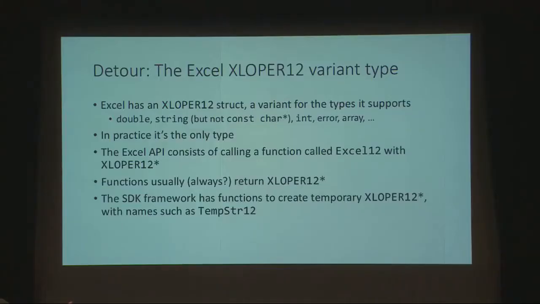So there's a detour here because Excel uses a variant type called XLOPER12. I'm not going to say too much about it because I don't have a lot of time, but basically you can represent a double, a string, an array of things, a reference to another cell, all sorts of things. In practice, that's the only type that matters. In practice also, basically any code you write for Excel takes a pointer to one of these and returns a pointer to one of those. Now, if it's a pointer, where'd you get the memory from? Fun times.